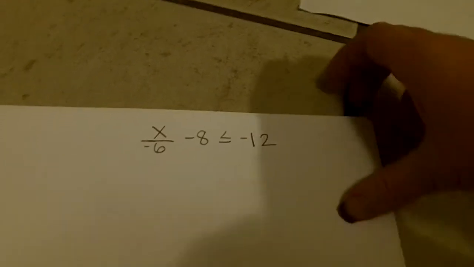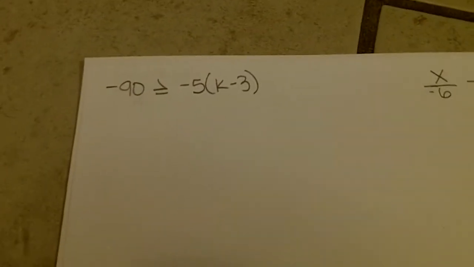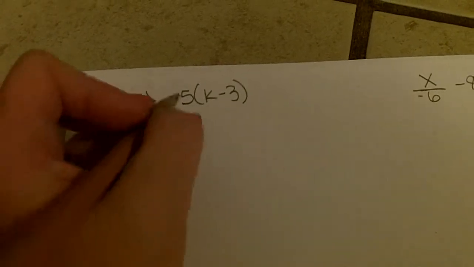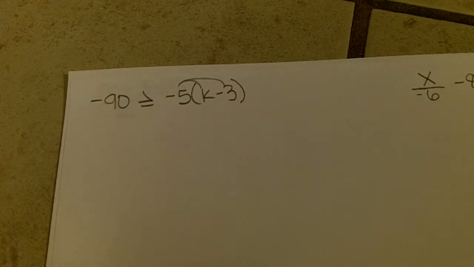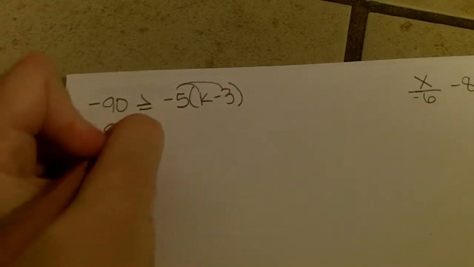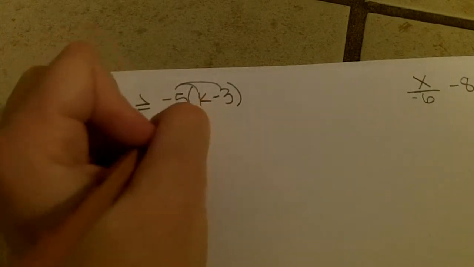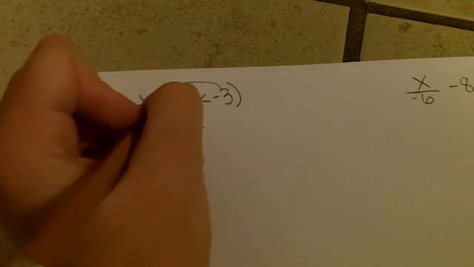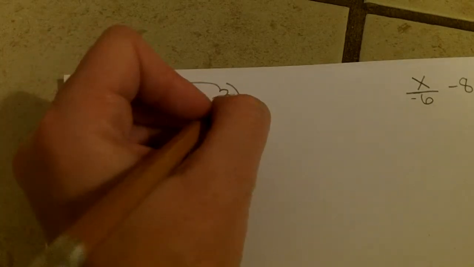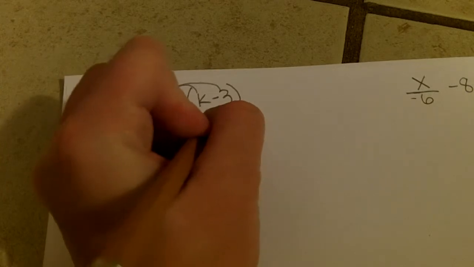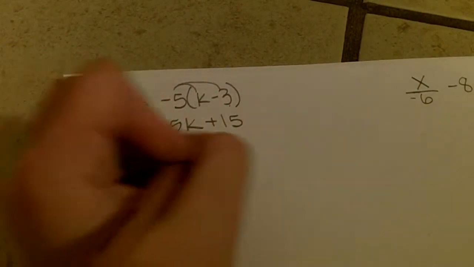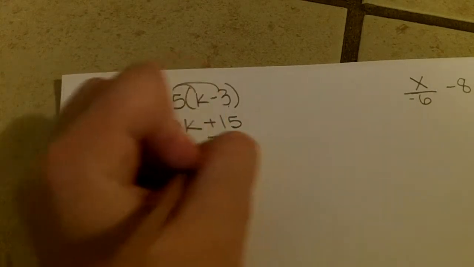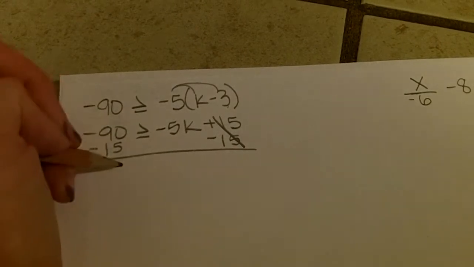Three more and we're done with our homework review. First thing I'm going to do is multiply, distribute. Step 1, distribute and combine. So my negative 90 is going to stay the same. Negative 5k. And when I multiply a negative 5 times a negative 3, I'm going to end up adding 15. Now I need to remove my addition term, so I'm going to subtract 15 from both sides. Same signs, I'm going to add and keep.